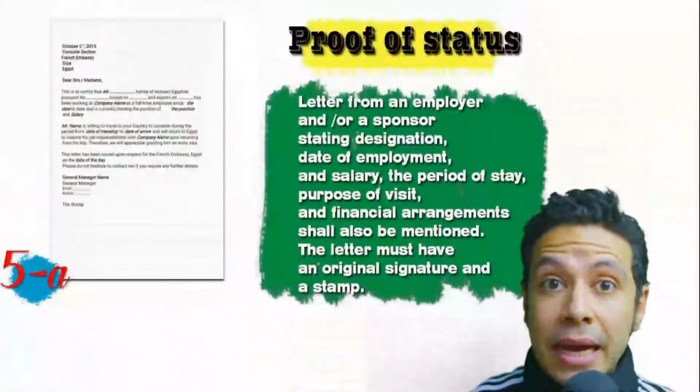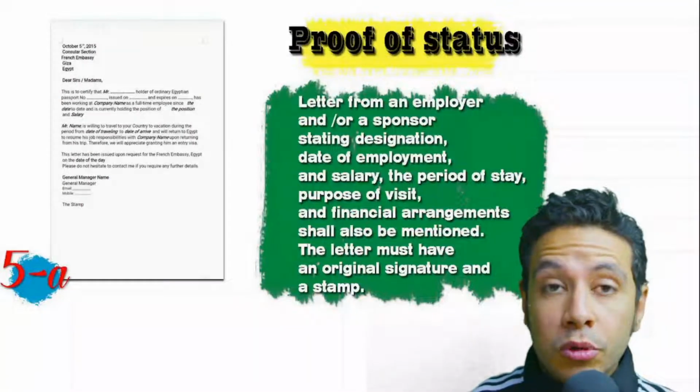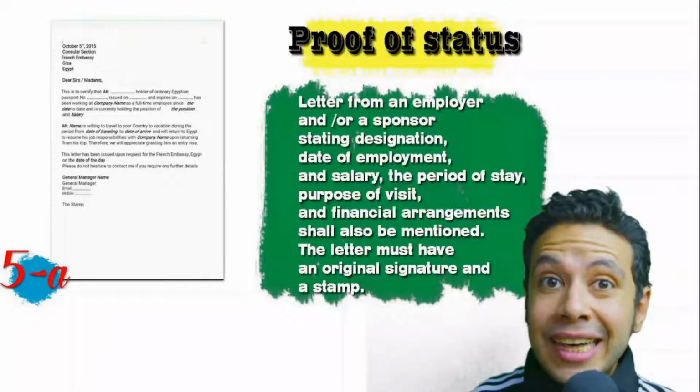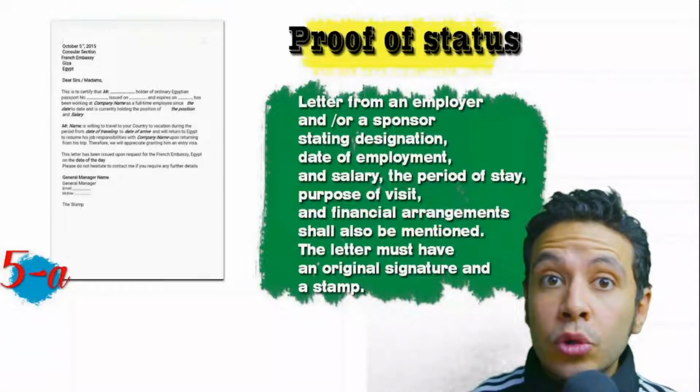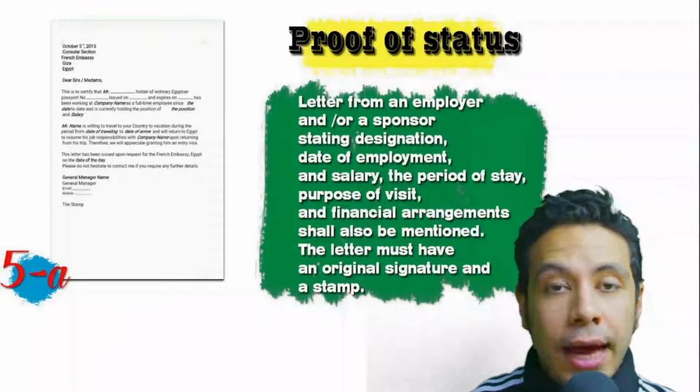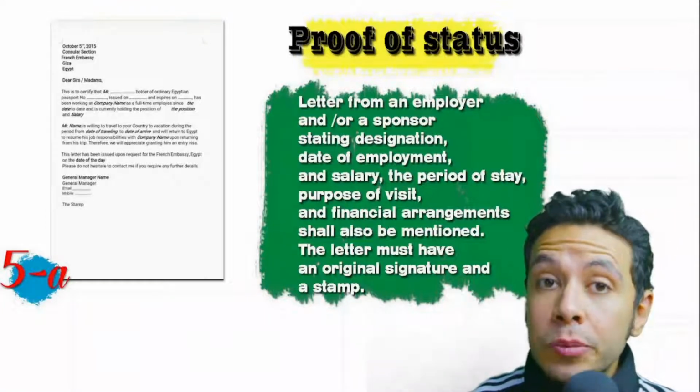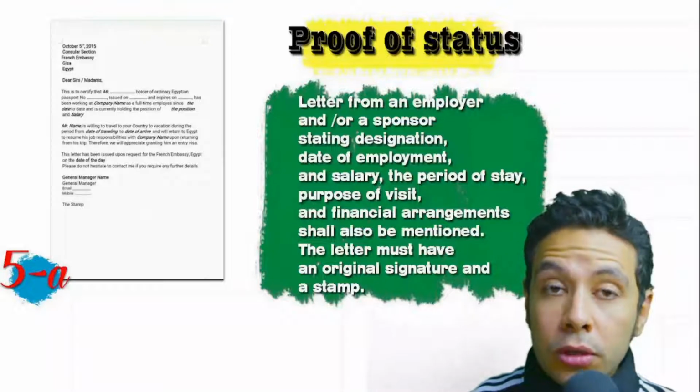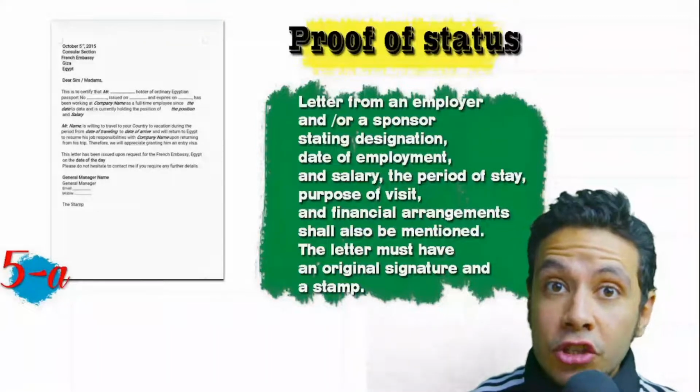In most visa application processes, you will be required to provide proof of status. For example, if you are an employee, you will have to provide a letter from your employer or your HR department mentioning your name, your work details, and your salary. Both the address and contact numbers should also be mentioned in that letter, and all letters must have an original signature and a stamp.